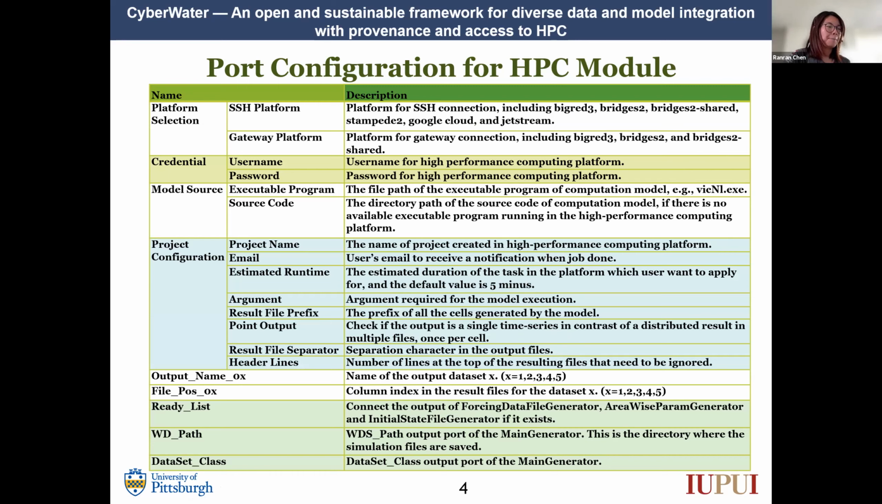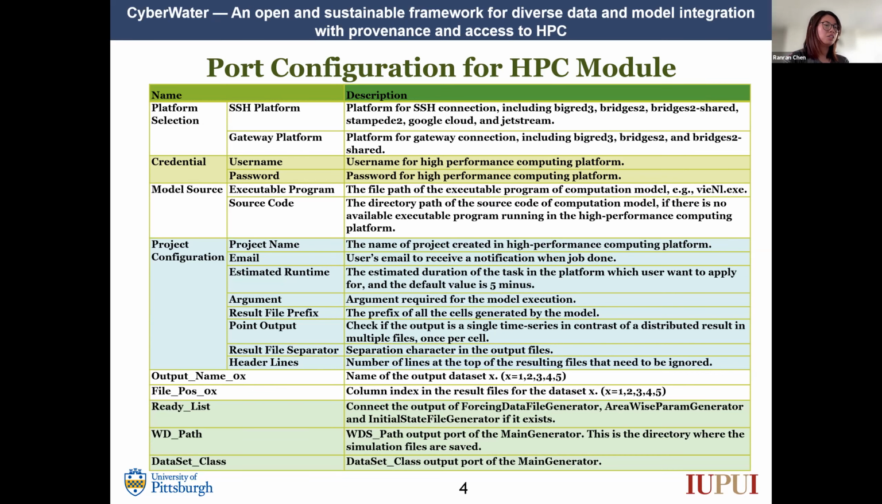platform. And for the project configuration information, you also need to provide the project name and the user email so that you can receive a notification at the very beginning of the remote job and at the end of the remote job. The estimated runtime, the estimated duration of the task you want to set, and some relative arguments, and some like a file prefix, and whether your file is a point output, whether your file is a single time series, you need to give that information.